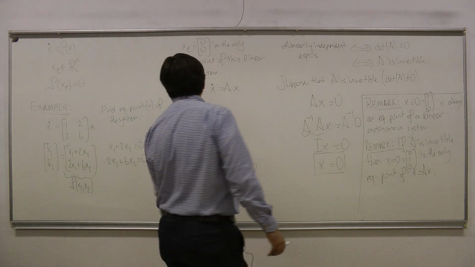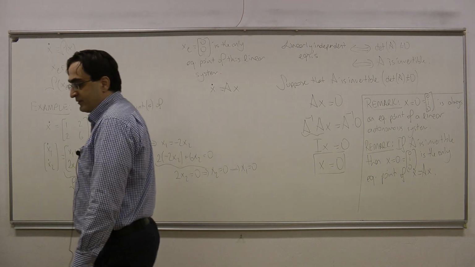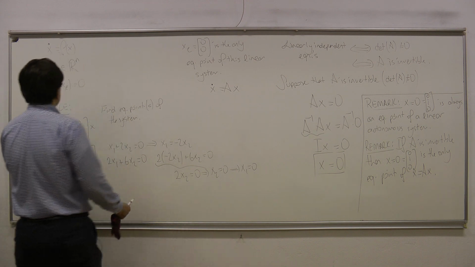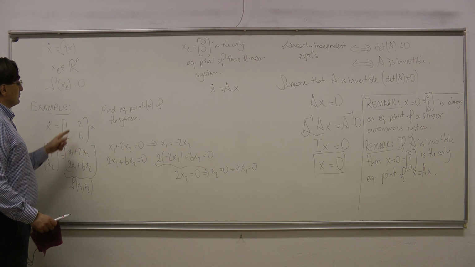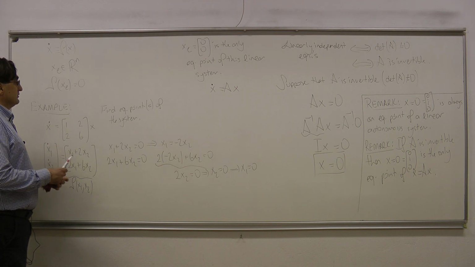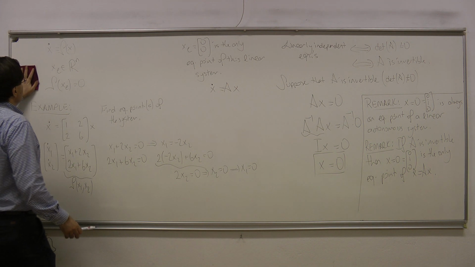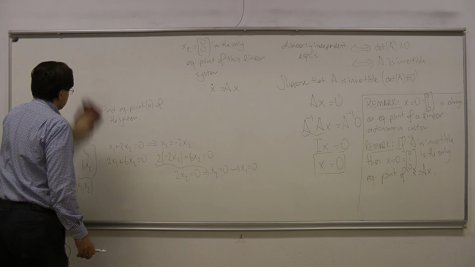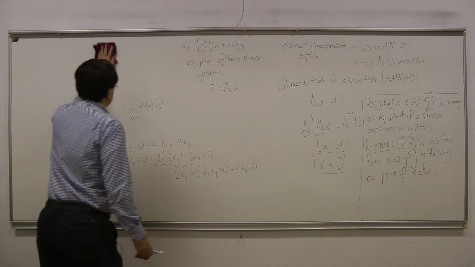So now let us try to look at the other case. In this case, I see that the determinant is 6 minus 4. It is 2. It is non-zero in this case. So A is invertible. Now let me look at another case where A is not invertible this time.